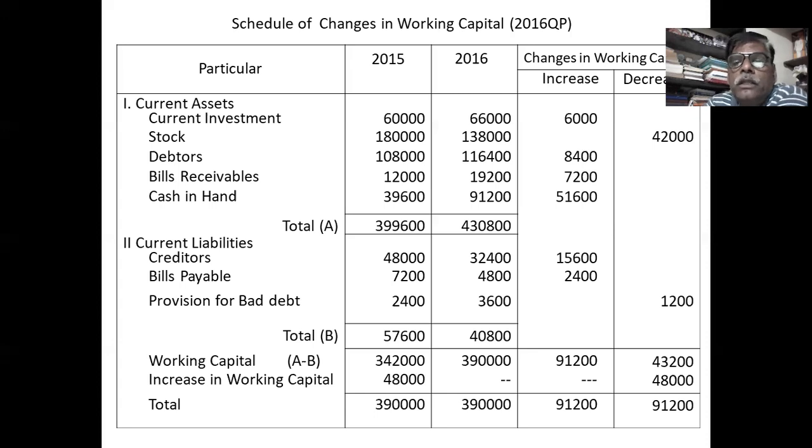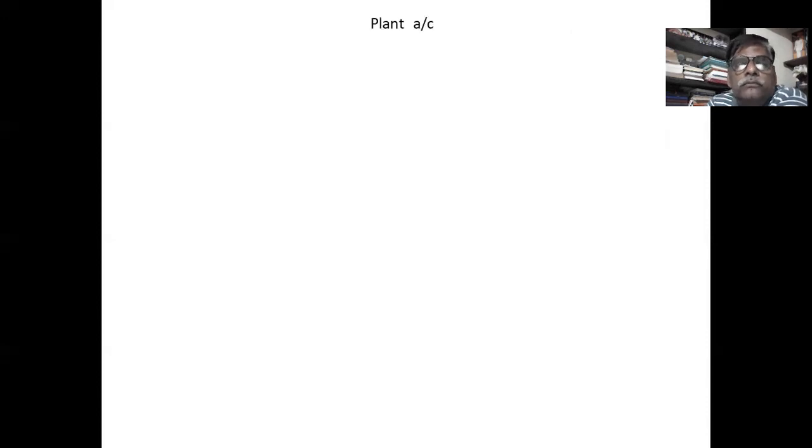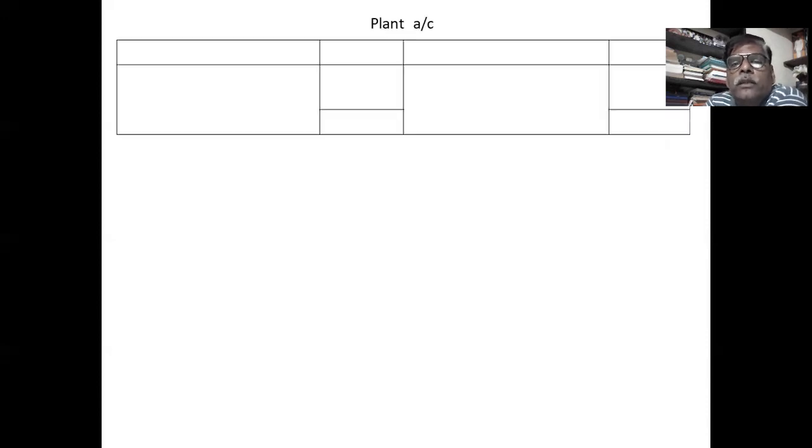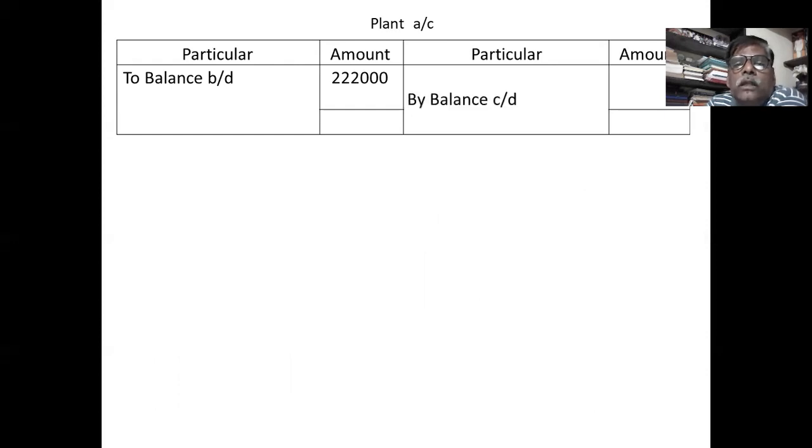Now you prepare the required accounts. One is plant account, another is provision for tax account. So first we prepare the plant account. To balance brought down, opening balance is 2,22,000 and closing balance is 2,16,000. Okay. Opening balance, closing balance.